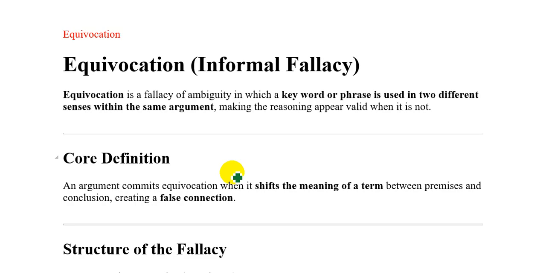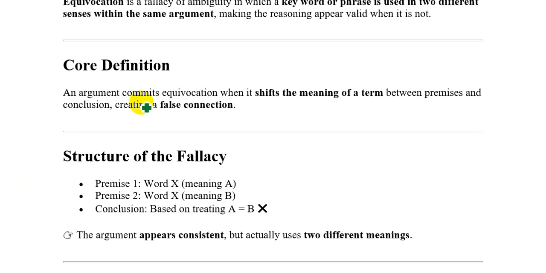Next, let us go into the fallacy of equivocation. We are going in depth now into a few of the fallacies which I feel are important to cover. They can come in the short notes. So what is equivocation? Equivocation is a fallacy of ambiguity in which a key word or phrase is used in two different senses within the same argument, making the reasoning appear valid when it is not. So, the core definition: an argument commits equivocation when it shifts the meaning of a term between the premises and conclusion, creating a false connection.